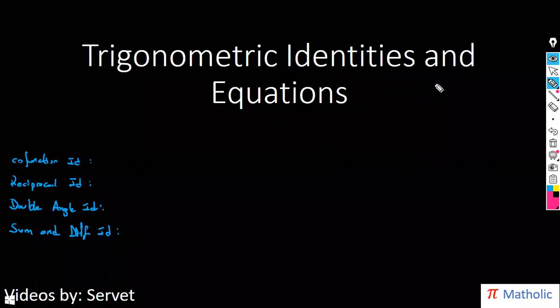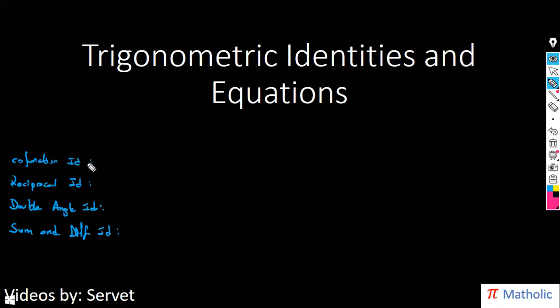Trigonometric Identities and Equations. In this lesson, I'm going to solve 8 random questions for you to understand this lesson more. And at the end, I will leave 2 questions for you to solve. Before starting, let's remember some rules or some identities.